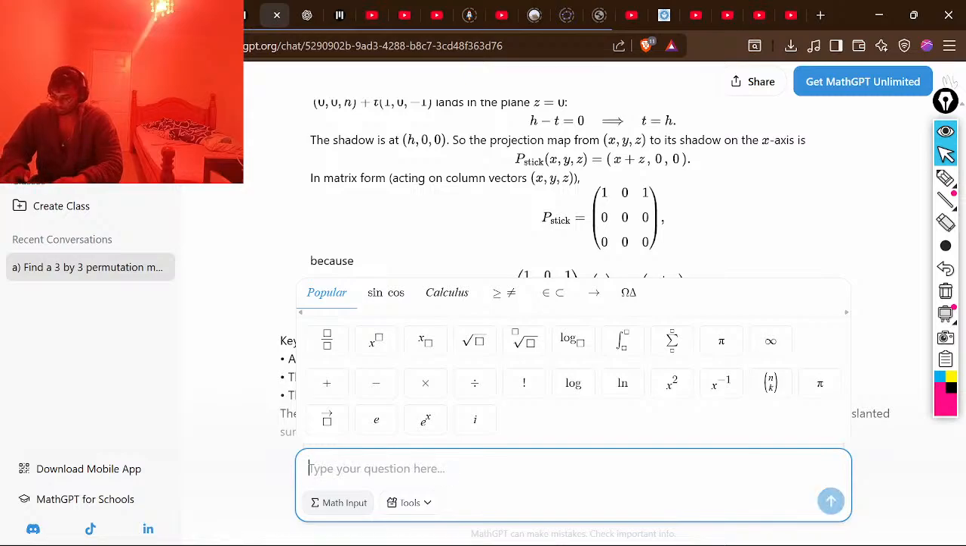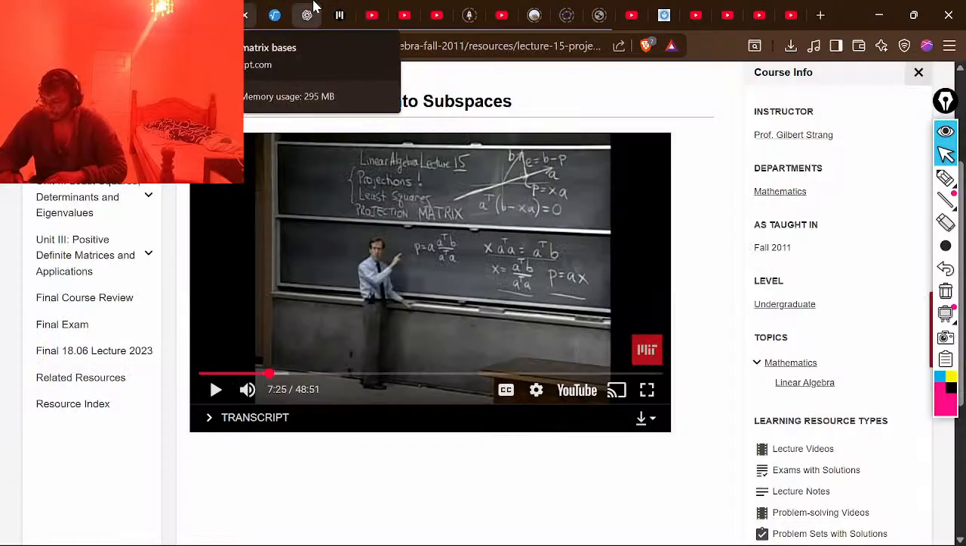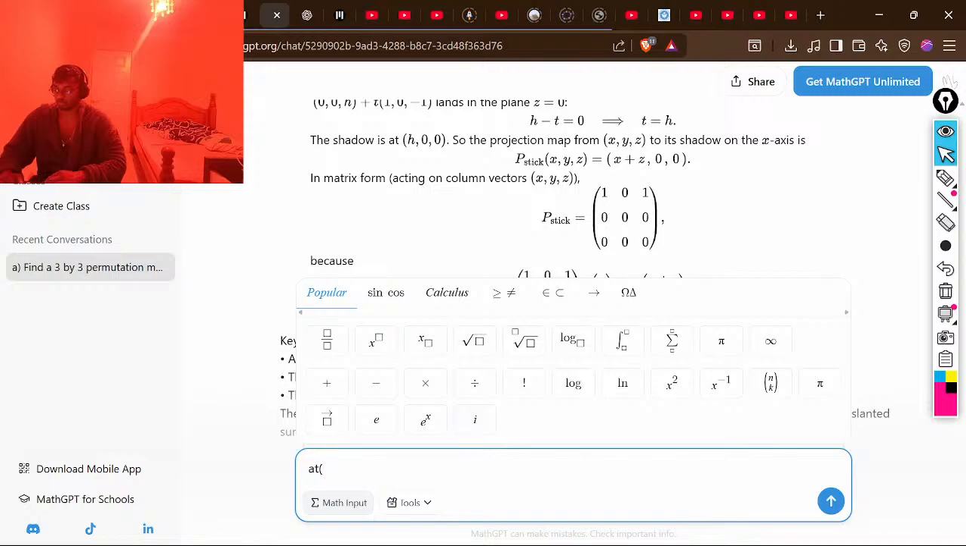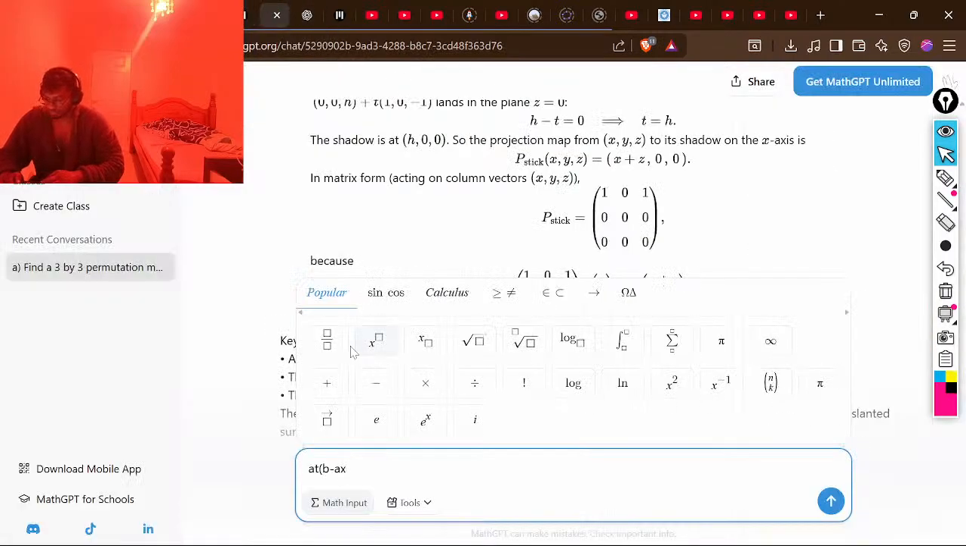Okay, A transpose. Okay, just show me the thing. A transpose B minus A X. Is that what it is equal to 0? X A.